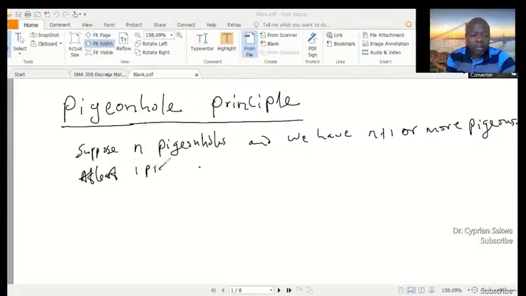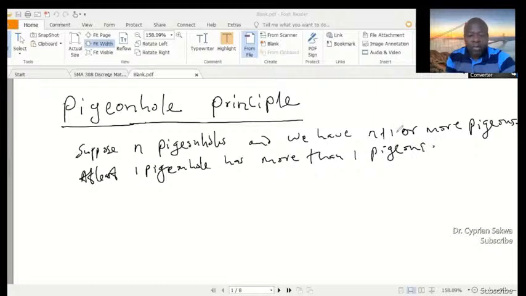one pigeonhole has more than one pigeon, because the number of pigeons is more than the number of pigeonholes. So if all of them go into the n pigeonholes, then at least one pigeonhole would contain more than one pigeon. That is what the pigeonhole principle states.